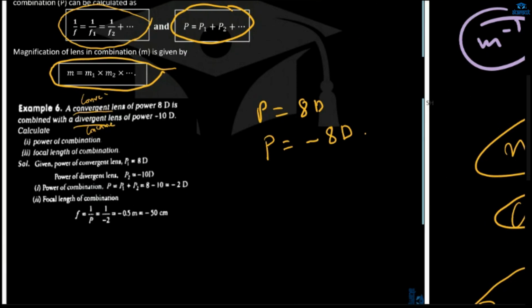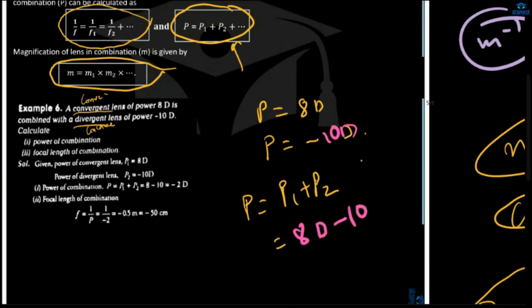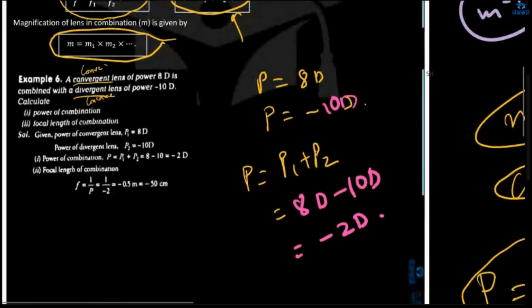What will be the power of the combination? P is equal to P1 plus P2. P1 is 8D, and P2 is minus 10D. So 8D plus minus 10D means minus 2 diopter. Okay, minus 2 diopter.